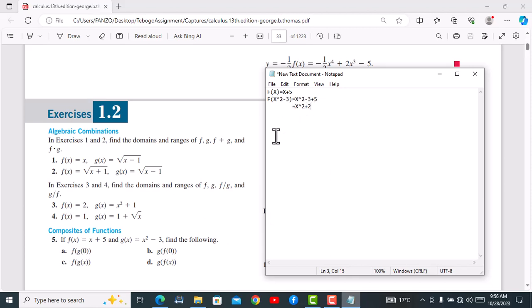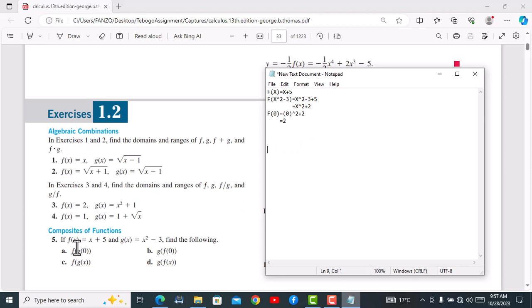Now let me go and substitute 0 where I see x. So f at 0 is equal to 0 squared plus 2. And what would be the answer for that? What is 0 squared? It's 0, and 0 plus 2, the answer is 2. So f at g at 0 is 2. Now that would be the first way of looking at this.